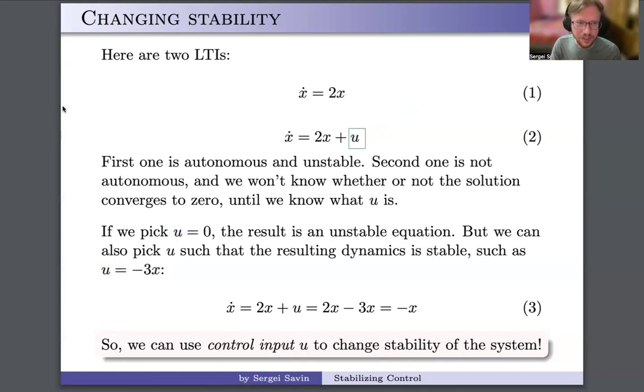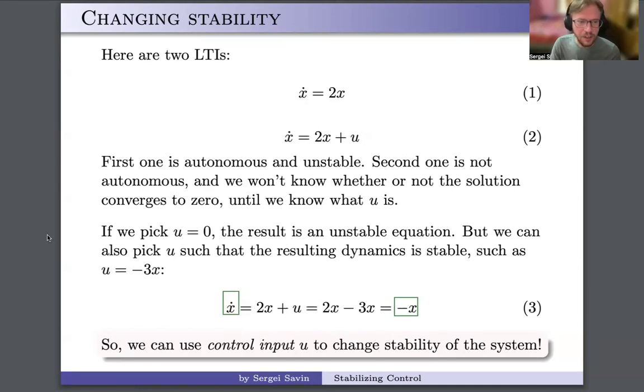So we substitute minus 3x here. What we get is 2x minus 3x, giving us x dot equals minus x, right? And x dot equals minus x, that is a stable system. Its eigenvalue is -1. So the criterion of stability is met. And we know what the solution is going to be like. It's going to be c times exponent of minus t.